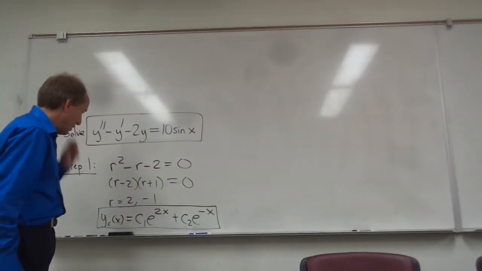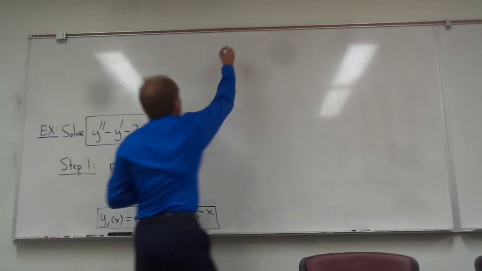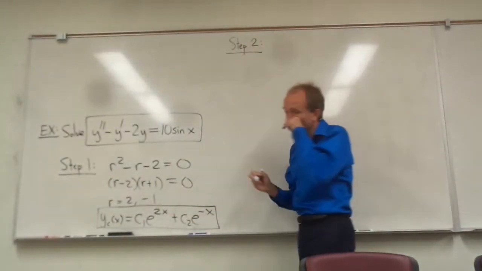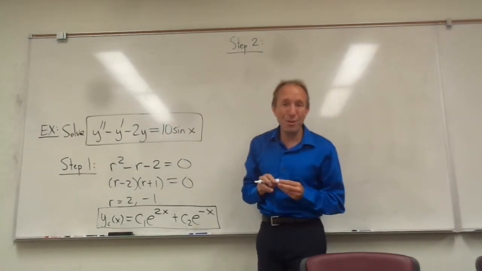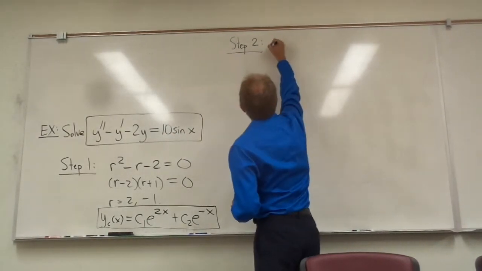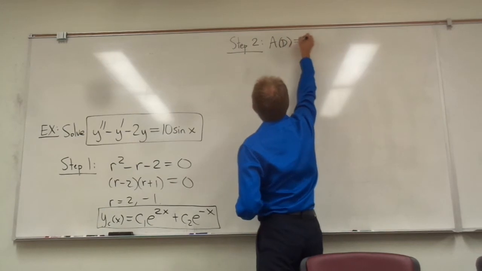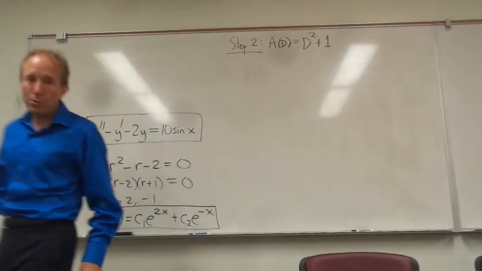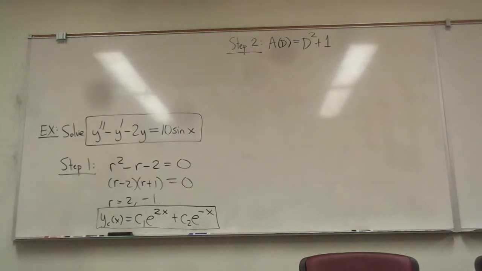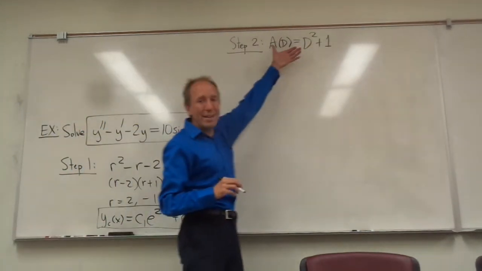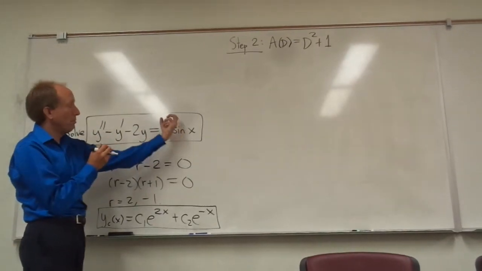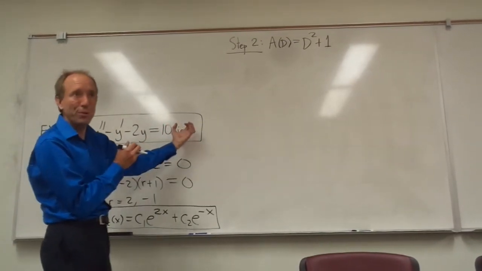Now let's go on to step 2. In step 2, we have to figure out an annihilator for the right-hand side. Well, that's going to be in your table, and we talked about it earlier. The annihilator, in this case, is D squared plus 1. If I apply that annihilator to the original differential equation, I will make the right-hand side 0.